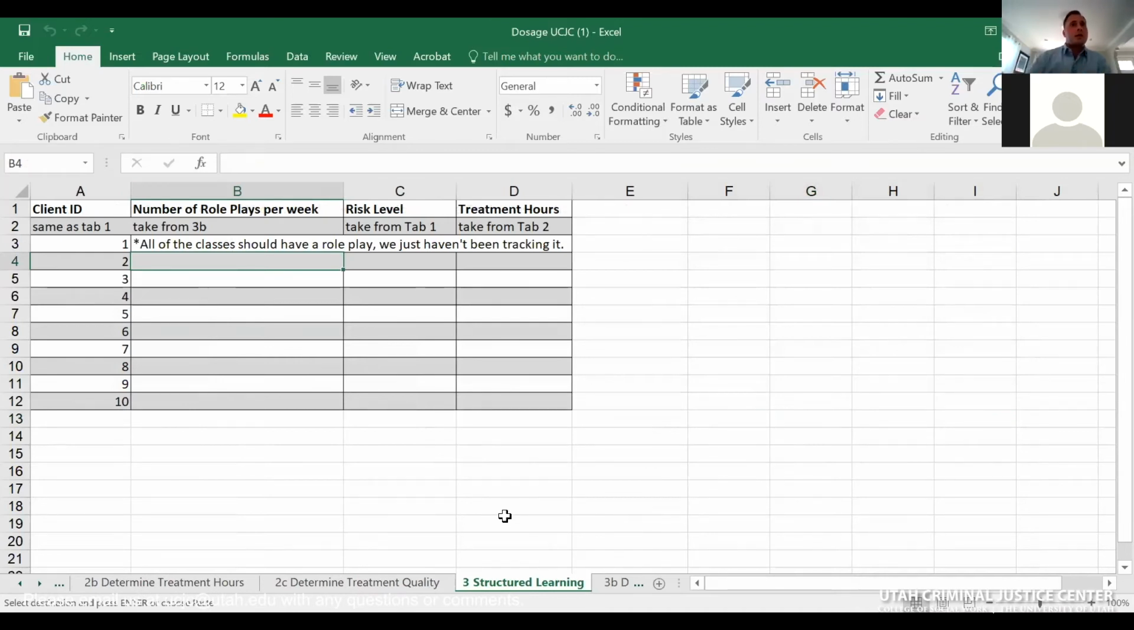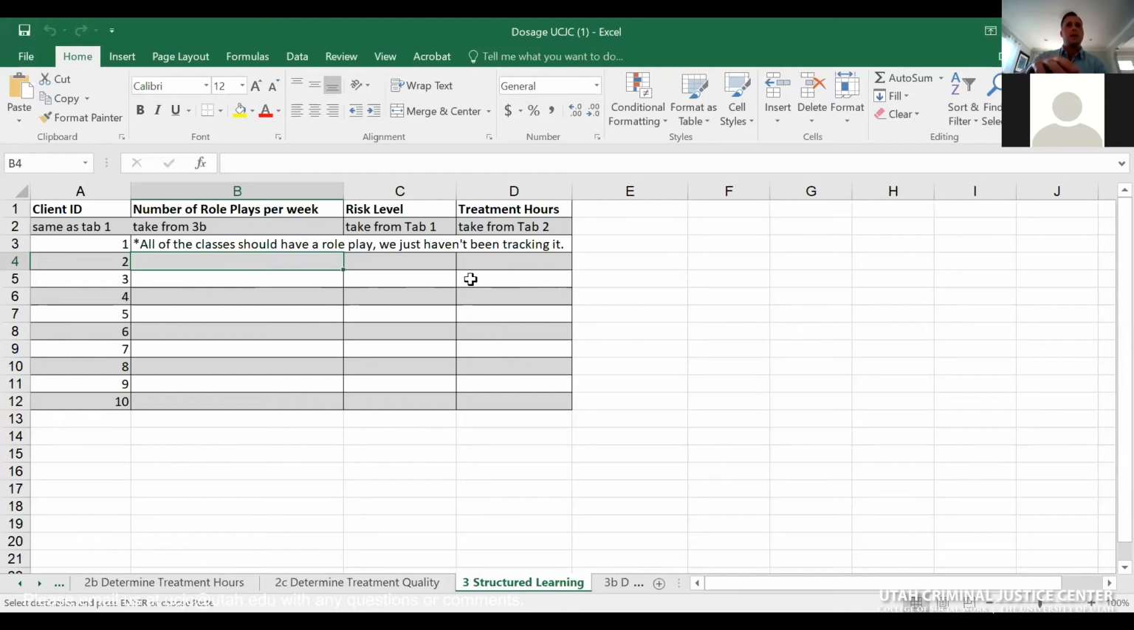The third tab here, the only new field that we're adding to this tab, was the number of role plays per week. There's some emerging research, that we'll gladly share with you at the end of this session, that has identified the number of role plays that individuals receive per week has been associated with enhanced recidivism outcomes. So it's probably important that these things are being tracked, especially if we know that they're in a number of programs that should be integrating role plays into the curriculum. So again, we can just see if those things are lining up. But this is really the only new field here.